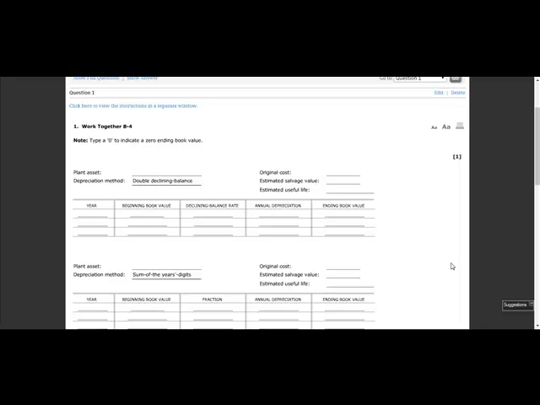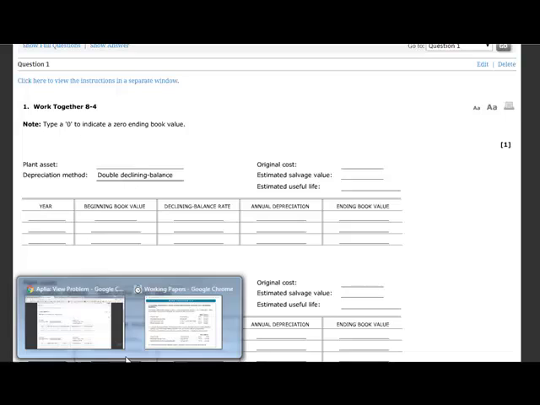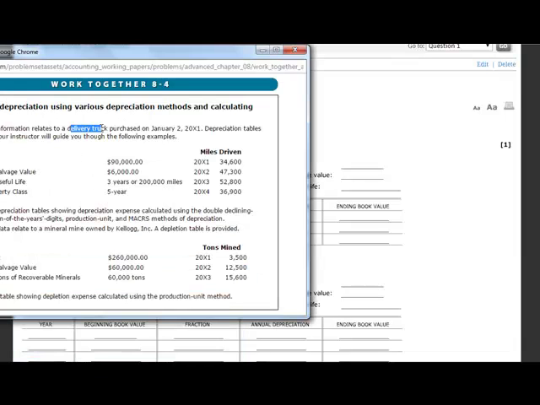Okay, for this video we're going to focus on the double declining balance depreciation method. We're going to go through the working together in 8.4 and go through all of these methods, and the directions are going to tell you that we're working with a delivery truck, and they give you all kinds of information that we're going to walk you through here.